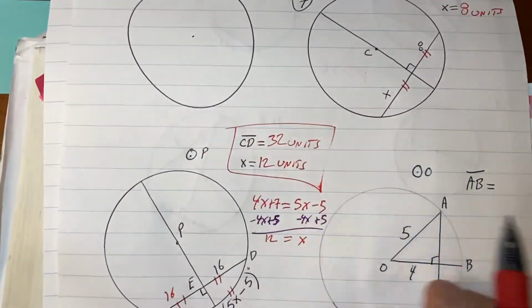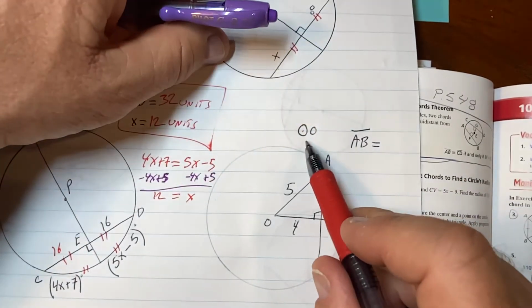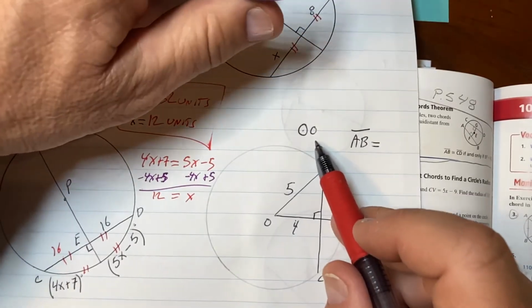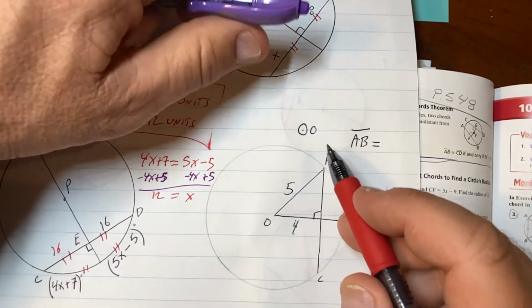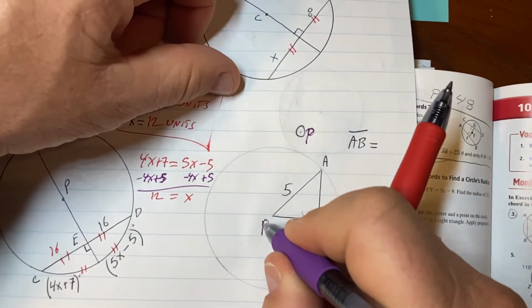Bada bing, bang, boom. Over here, this is obviously not to scale, but circle O. Shouldn't have used the letter O for a circle. Maybe I should use, how about P? Circle P. That's better.